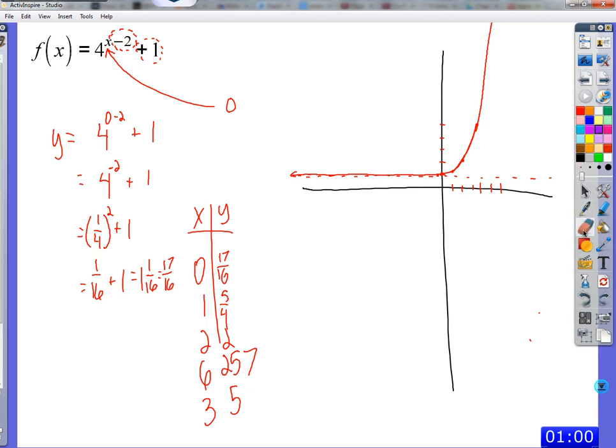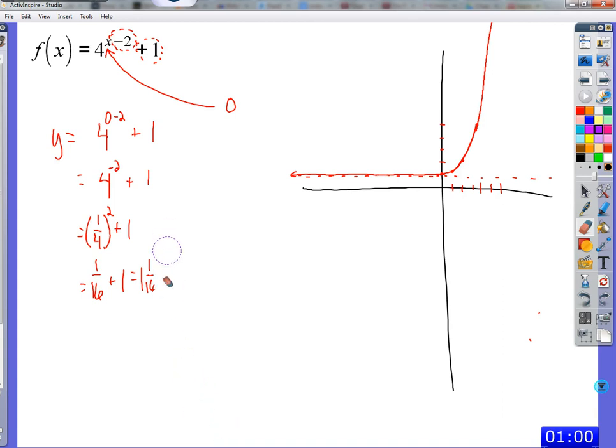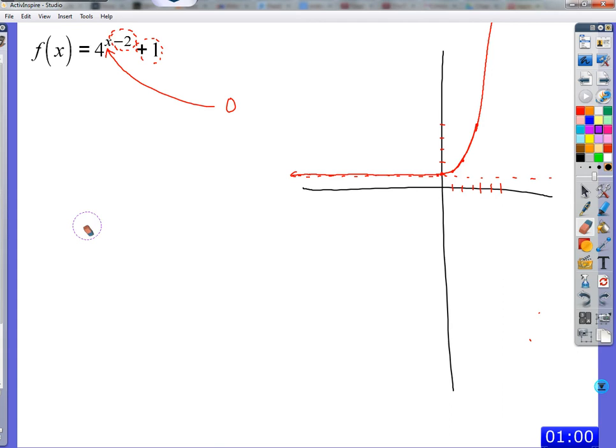Now, if we wanted to use the shifts, then we could say, well, I know that the basic graph for y equals 4 to the x is going to go through (0, 1) and (1, 4), and (negative 1, 1/4). So I know that the 4 to the x graph is going to look like this.